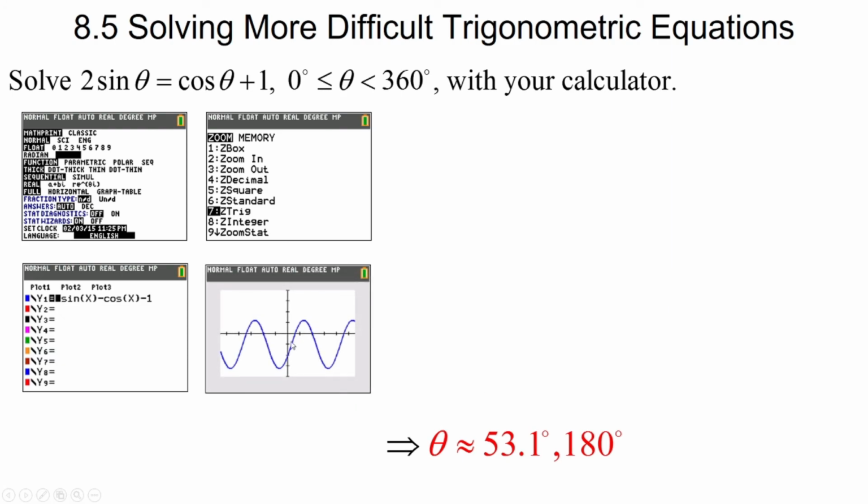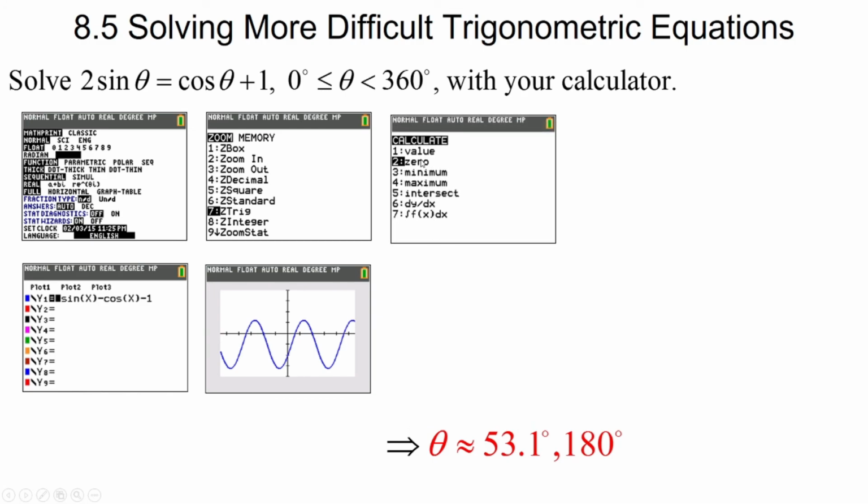Now you guys know how to find the zeros on your calculator. You just find these zeros right here. So go second calc, highlight 0, and hit enter, and then you're going to do them one at a time. I'll bet you this first one is the 53.1, and this one is my 180 that worked, and I'll bet this third one is beyond 360. Let's find out.